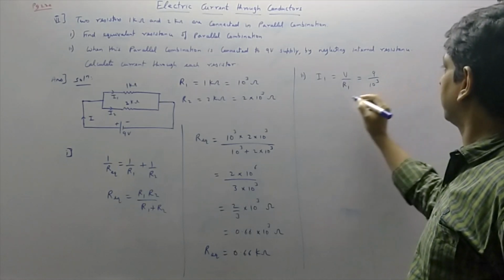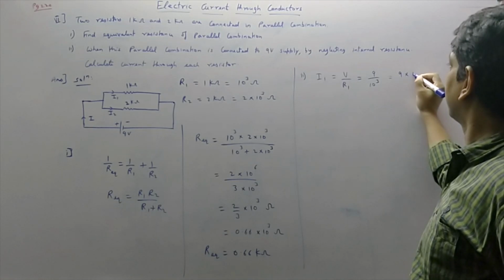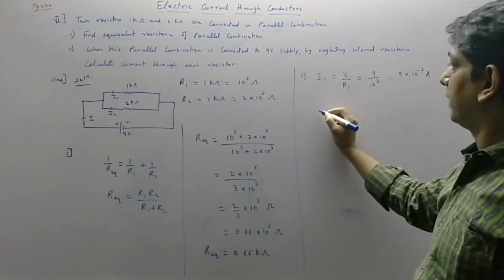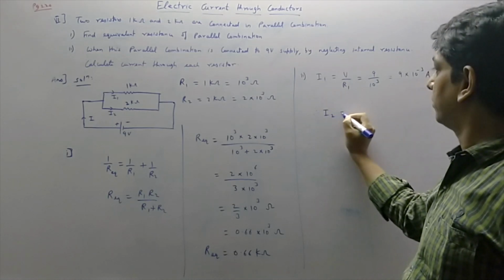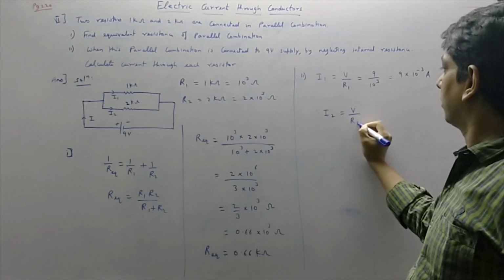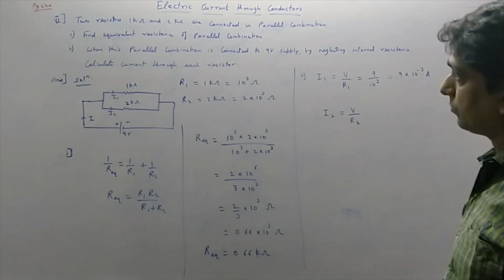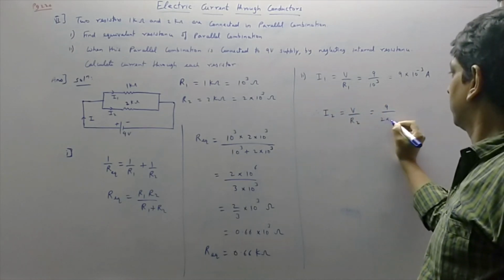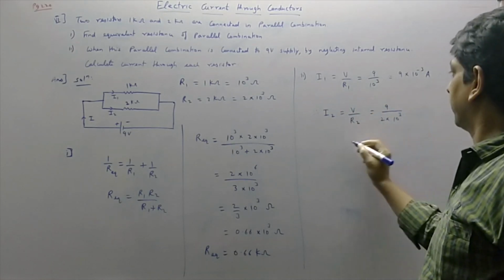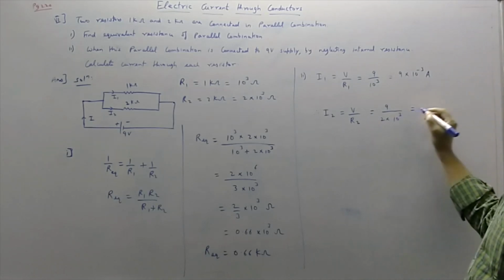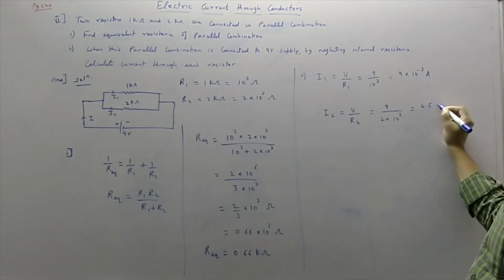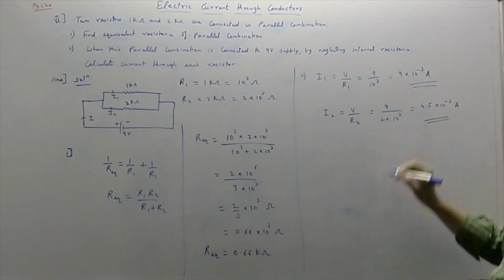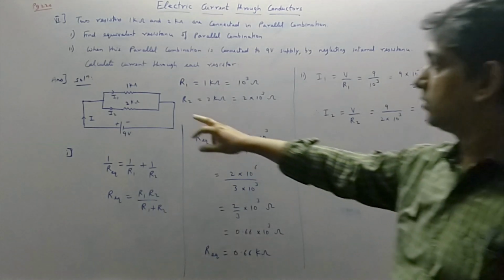So here we get 9 into 10 raised to minus 3 ampere. Similarly, we can get the current I2 flowing through R2 as V upon R2. We write it as 9 upon R2, which is 2 into 10 raised to 3 ohms. Then we get 9 upon 2, that is 4.5 into 10 raised to minus 3 ampere.